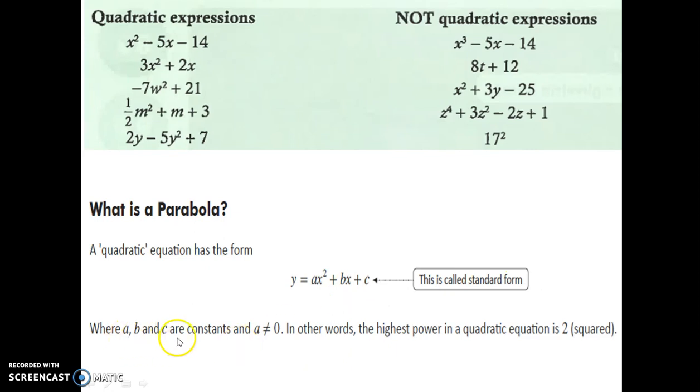Note that a, b, c are constants and a cannot be 0, because if a was 0, there would be no x squared term. It would no longer be a quadratic. And the highest power must be 2.